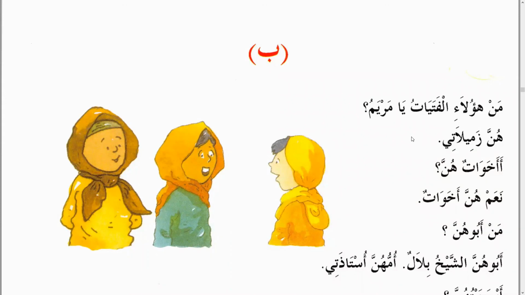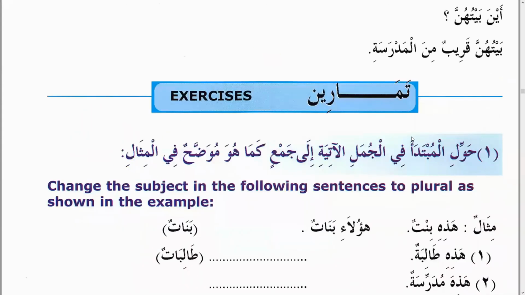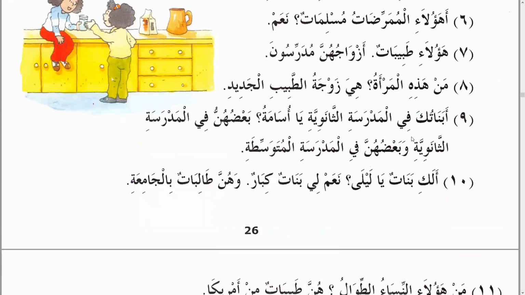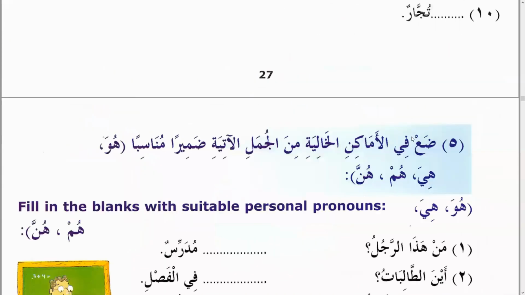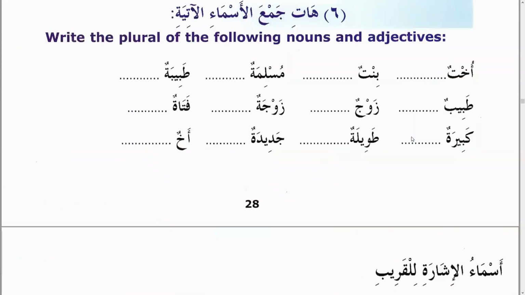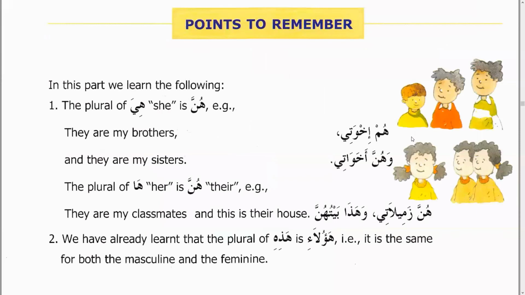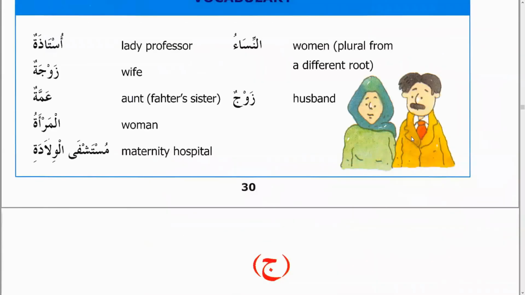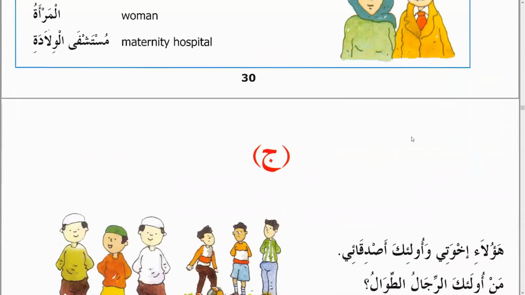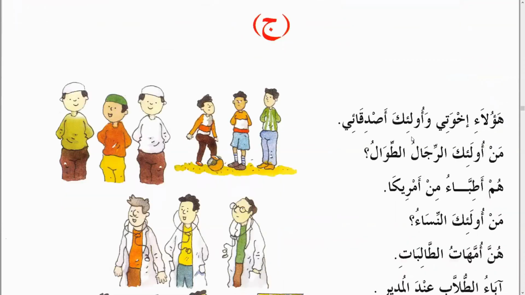No, not exactly. There's no method. We just have to memorize. There's no fixed pattern. Sometimes it's this, sometimes it's that. So anytime we learn a new word, we learn its plurals also. That's how we do.